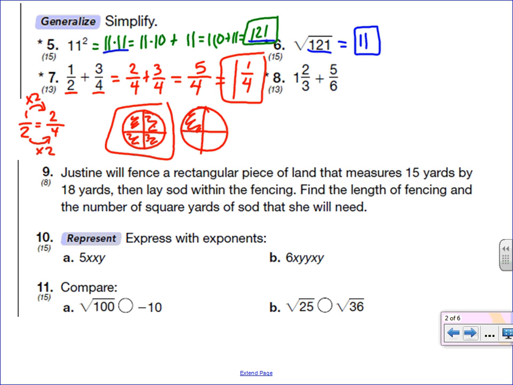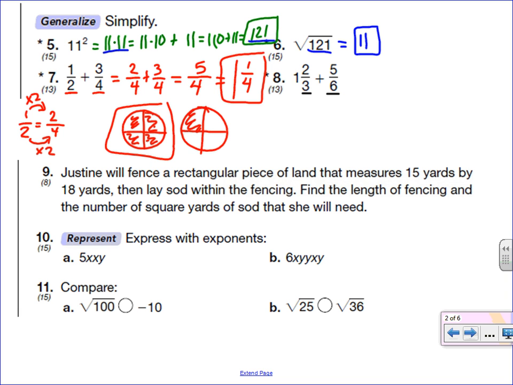One and 2/3 plus 5/6. Since I'm adding and I have a mixed number, what I'm going to do for now is ignore the 1, and I'm going to deal with the 2 fractions. So I need to get them to have a common denominator since I want to add them.